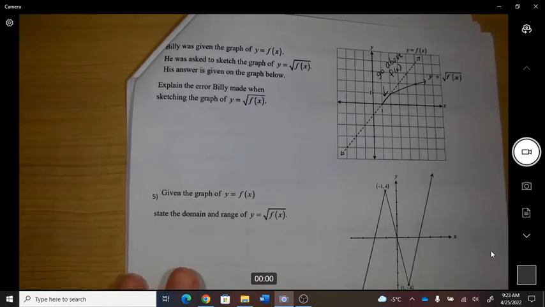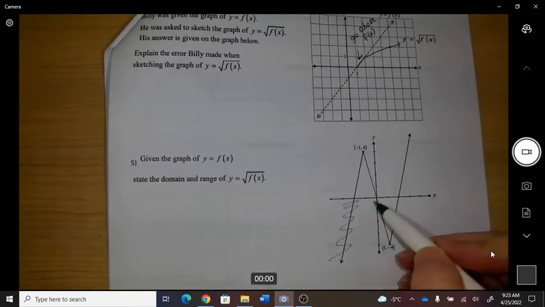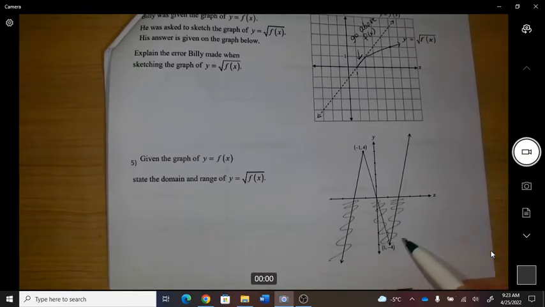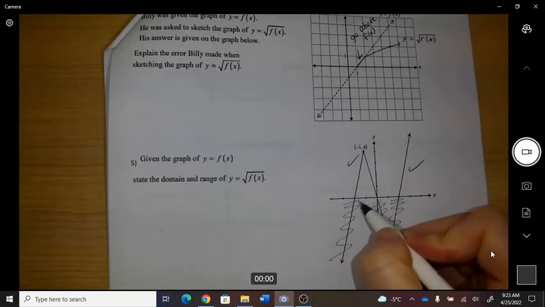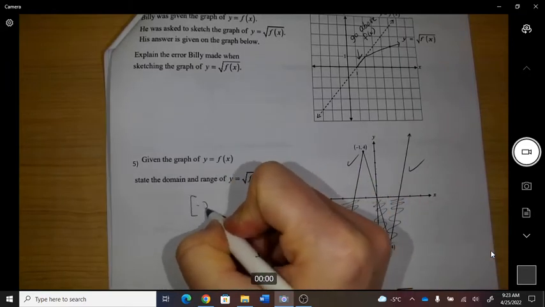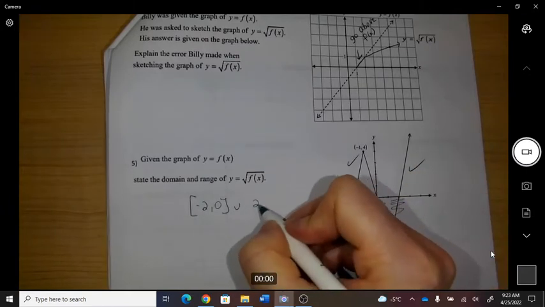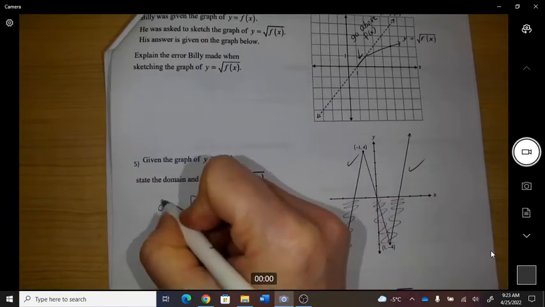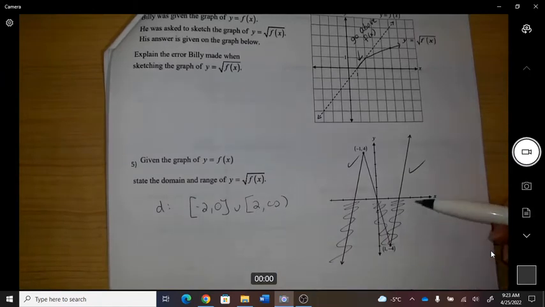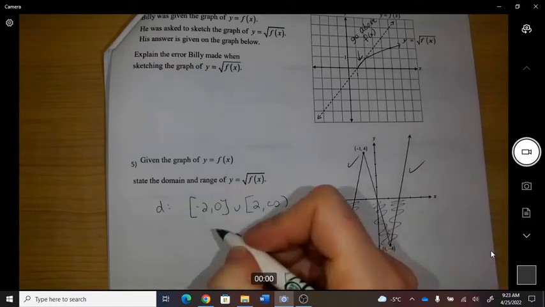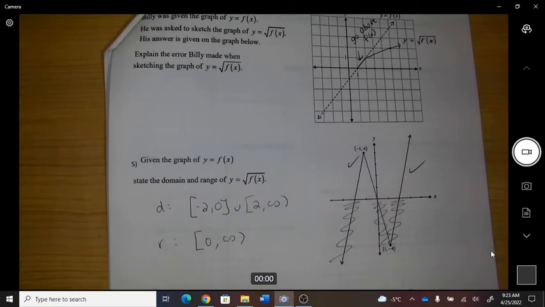State the domain if you're asked to graph the square root. So square roots of negatives don't work, and then the rest would. That section would and that section would. So this section is from negative 2 to 0. And then this is from 2 to infinity. And then also the range that was asked of me. So the range, the lowest height is 0. And then it will go to infinity because of that arrowhead.